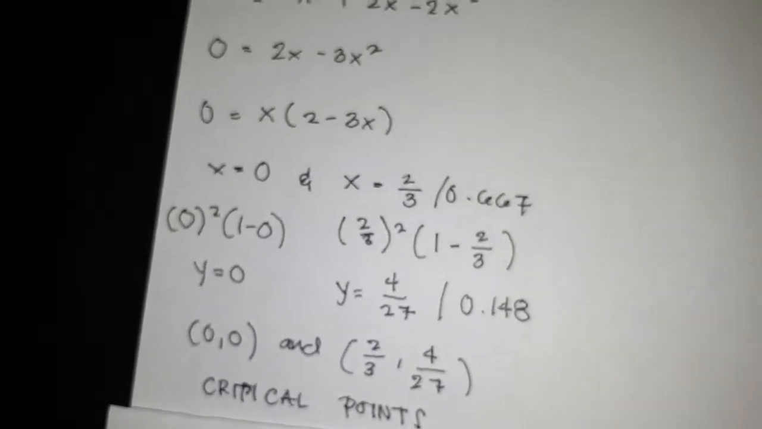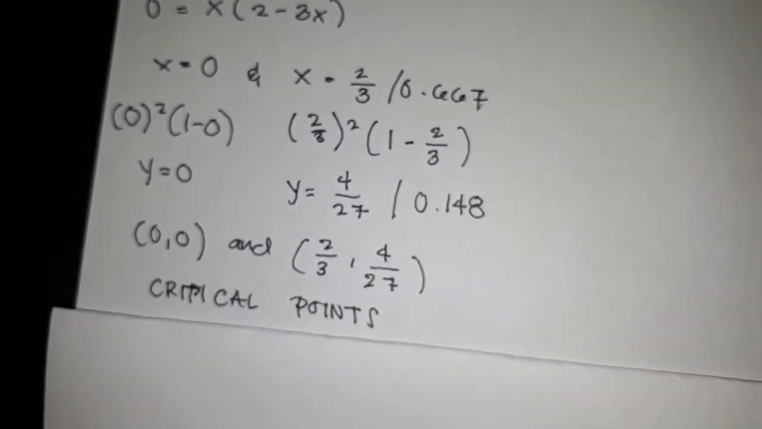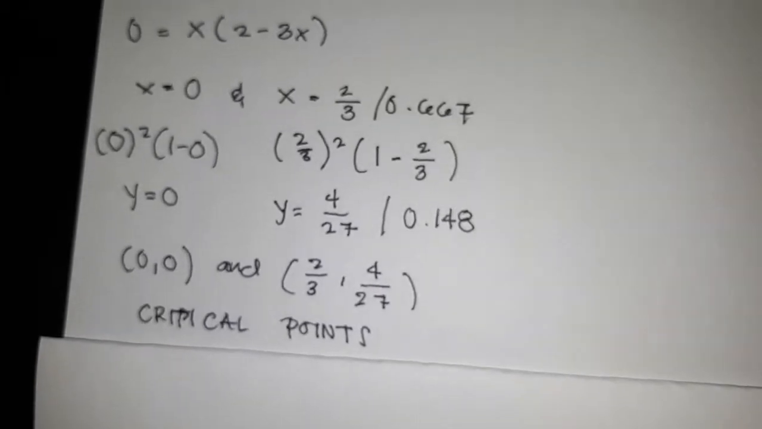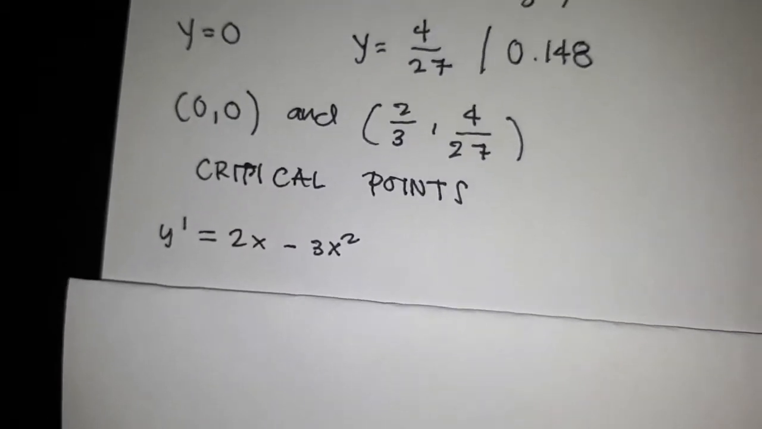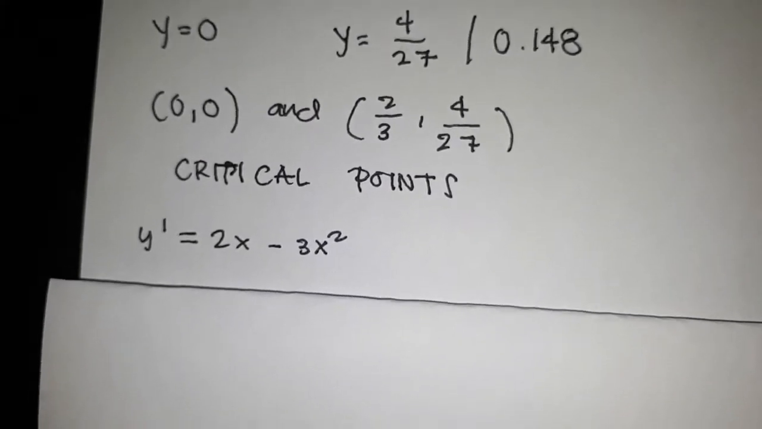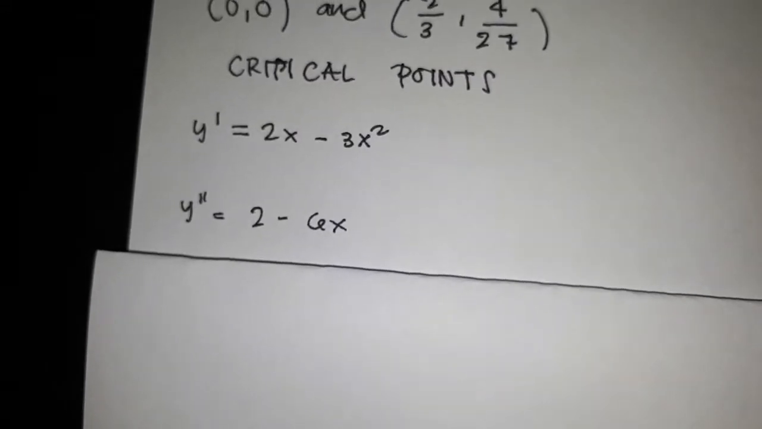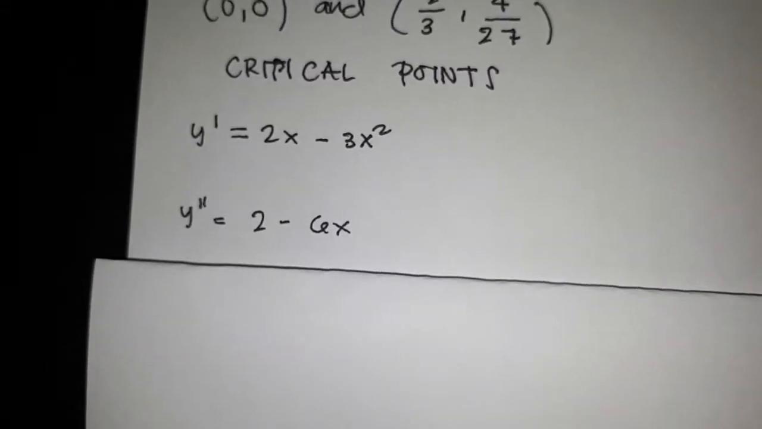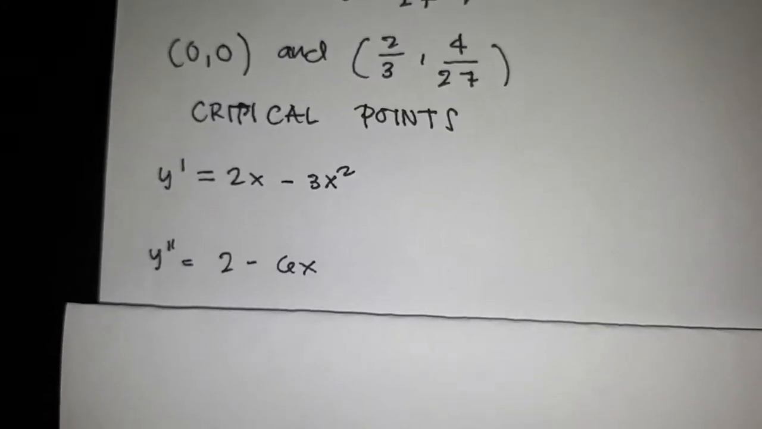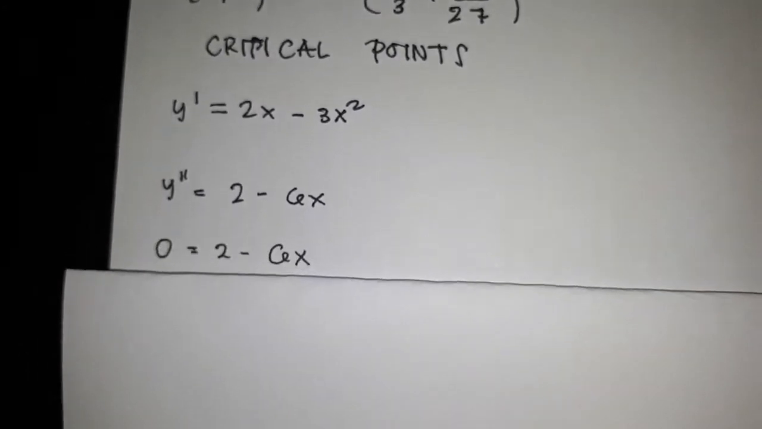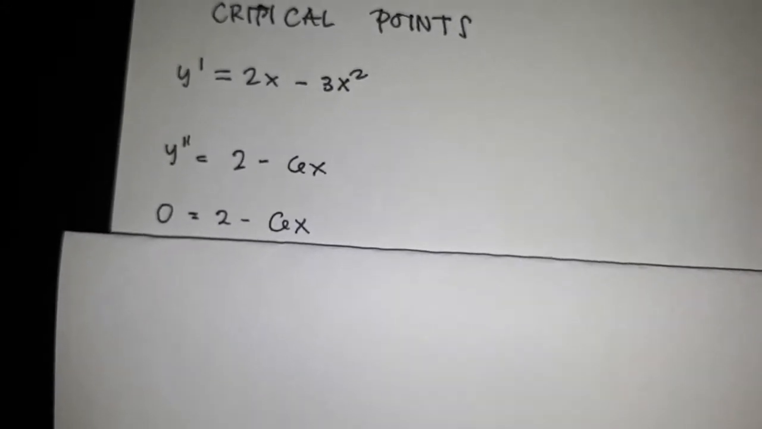So after solving the critical points, we are going to derive the first derivative in order to get the point of inflection. So y prime is equal to 2x minus 3x squared, y double prime is equal to 2 minus 6x. Then we will equate it to 0, which will give us 0 is equal to 2 minus 6x.